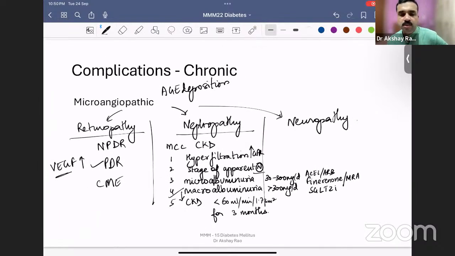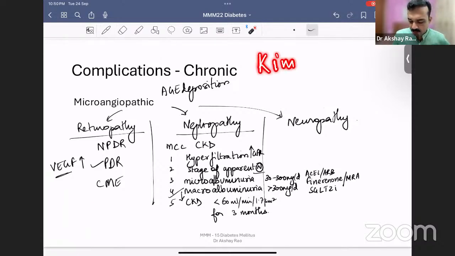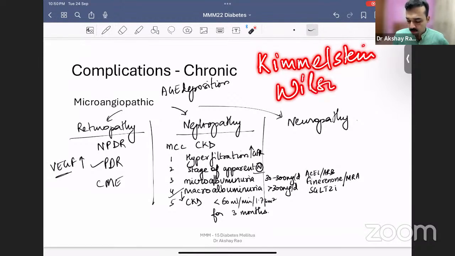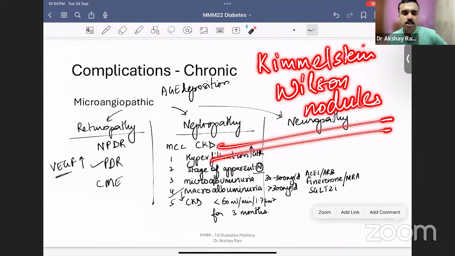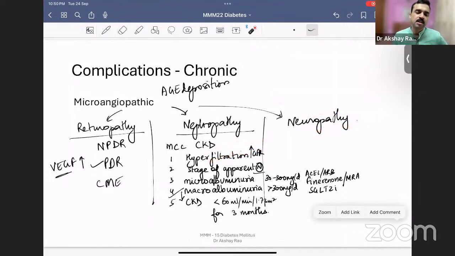There are other points about diabetic nephropathy. Nobody told me Kimmelstiel-Wilson lesions. Kimmelstiel-Wilson nodules, I'm sorry. These are the nodules that you see in nodular glomerulosclerosis. Initially there will be just basement membrane thickening, like any microangiopathy. The glomerular basement membrane will thicken. Then in the mesangium, you will get PAS positive nodules. That's called nodular glomerulosclerosis. This is the more advanced stage of diabetic nephropathy on histology.